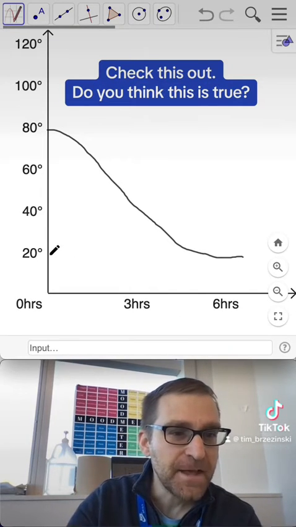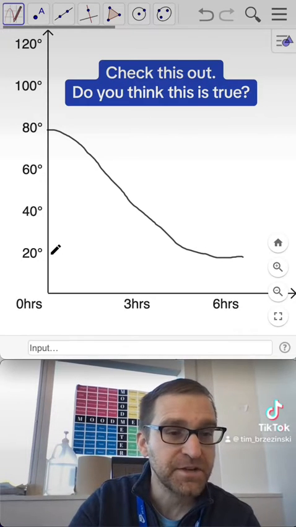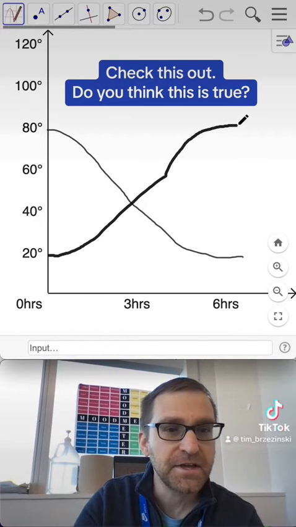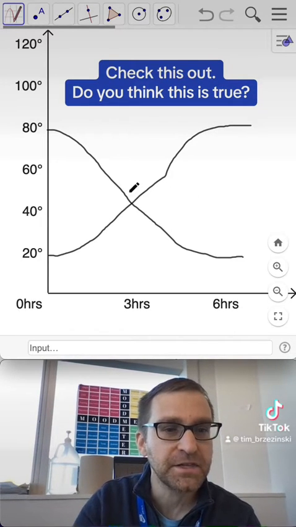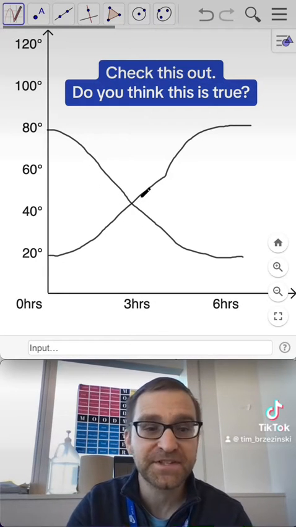Check this out. At the same time you left Florida and flew to the Arctic, someone else left the Arctic and flew to Florida, right? Kind of like so, and it ended up this way. And look at this, there's one point in time, right, where you're experiencing the same temperature at the same time.